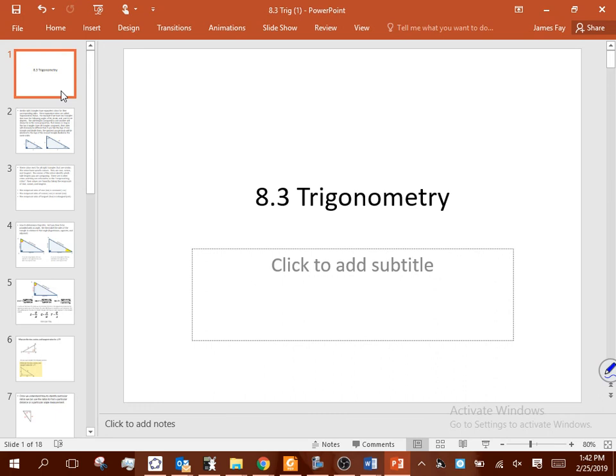So on the TI-83 or 84, you're going to hit mode. You're going to go down to about the third line where it says radian and degree. You're going to highlight degree and make sure it's highlighted, hit enter, and then go second quit. And now you've put your calculator in degree mode. Okay, that's what we want.